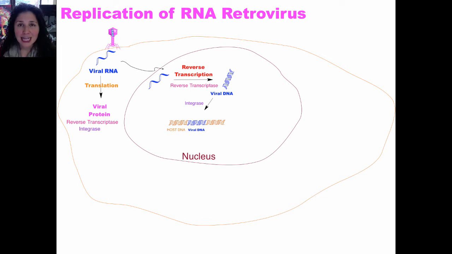Now the viral DNA is a permanent part of the genome of this cell. Once this happens, regular transcription and translation can happen, along with all of the other host proteins. Viral RNA and viral protein are then assembled into new virus, which can go off and infect other cells. Retrovirus infections are particularly difficult to get rid of because they integrate the viral DNA into the host genome.